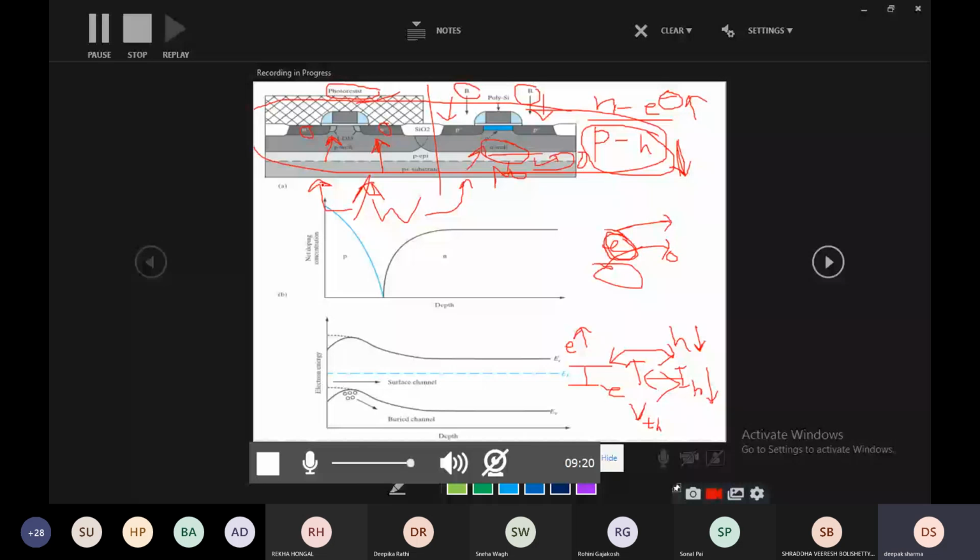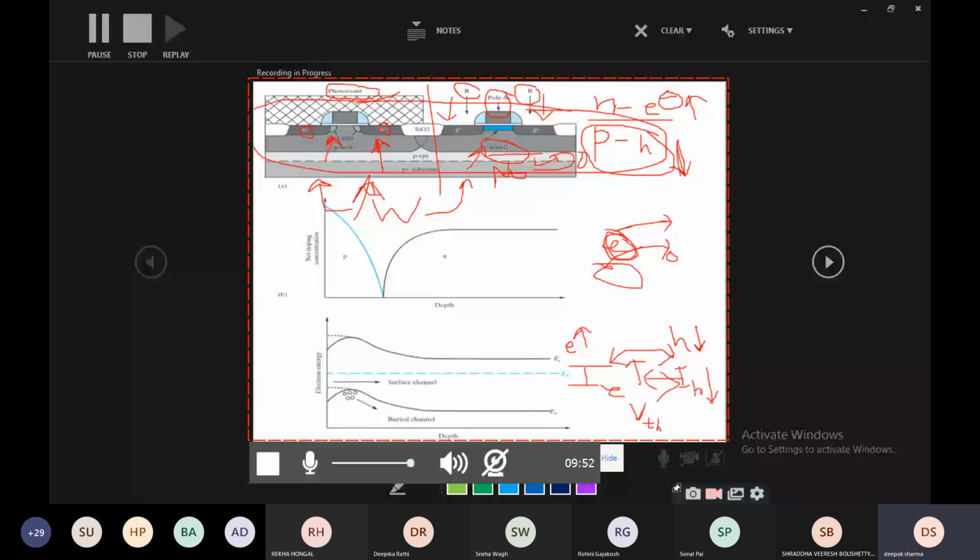Okay. And it is generally seen that N plus polysilicon gates are used for N MOSFETs, and P plus polysilicon gates are used for P MOSFETs. So where is polysilicon here? Right. So P plus for P channel MOSFET and N plus for N channel MOSFET. It is due to the property of that transistor.